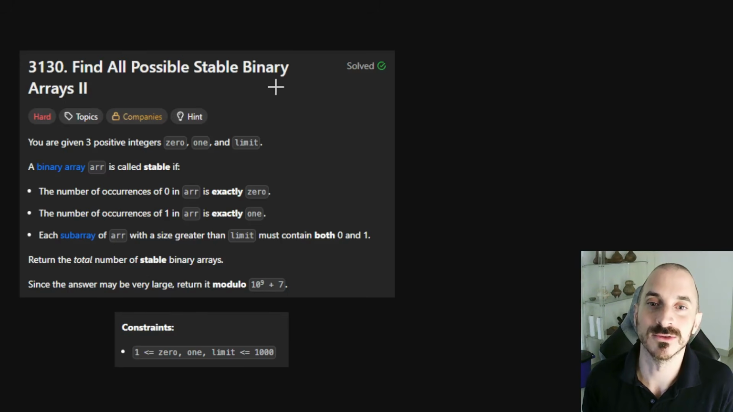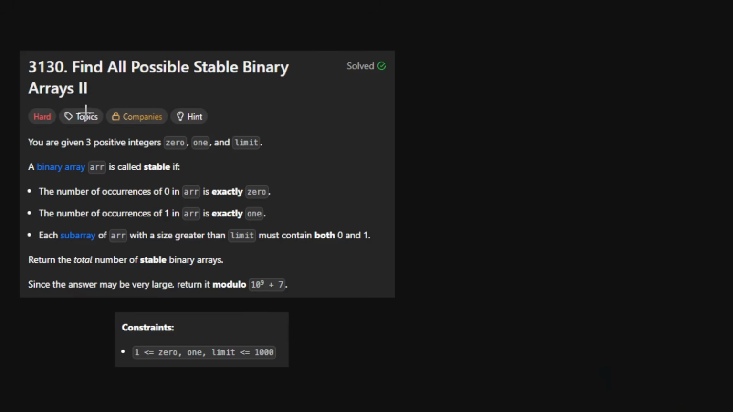Find all possible stable binary arrays 2. This is a really hard one, especially if you haven't seen my video for part 1 yet. The only difference with part 1 is that these three variables, zero, one and limit, can be anything between 1 and 1000. And remember that our solution for part 1 requires big O of the amount of zeros times the amount of ones time complexity.